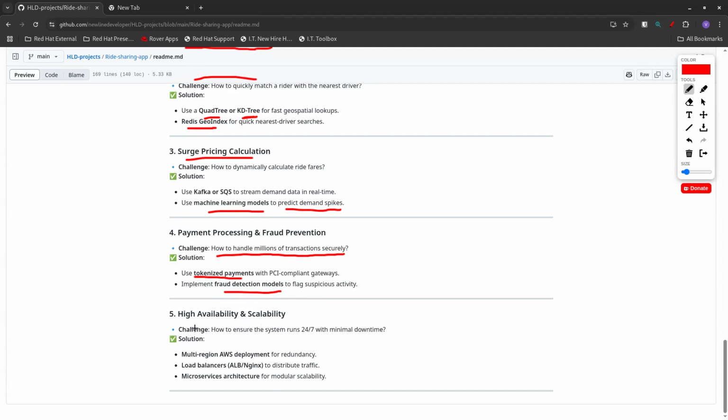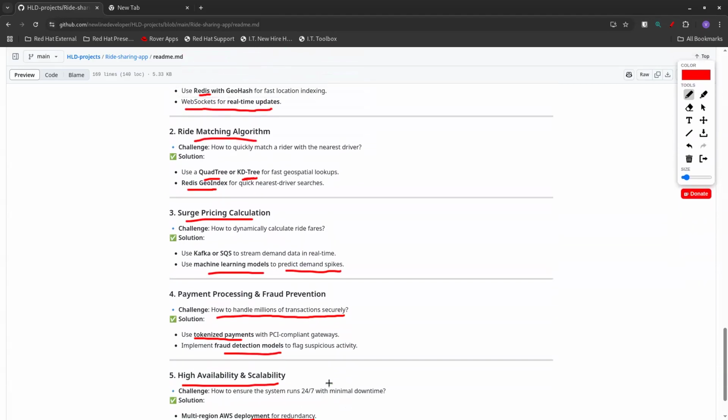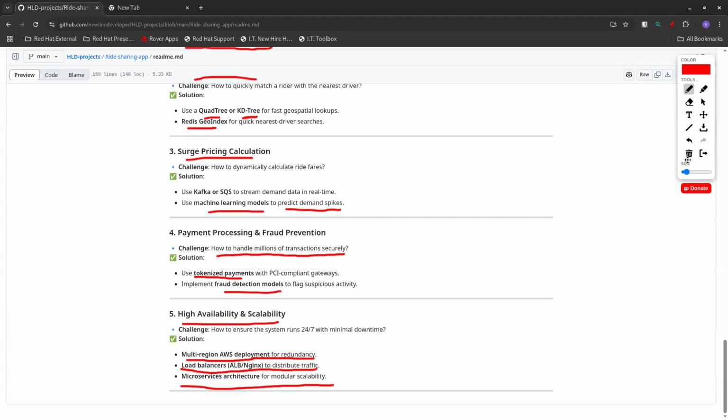Okay, and then high availability and scalability is one of the issues. How do we make the system run 24/7 with minimal downtime? We can set up a multi-region AWS deployment for redundancy, an application load balancer or Nginx to distribute network traffic, and a microservice architecture for modular scalability. These are the things we can do to solve the key issues.